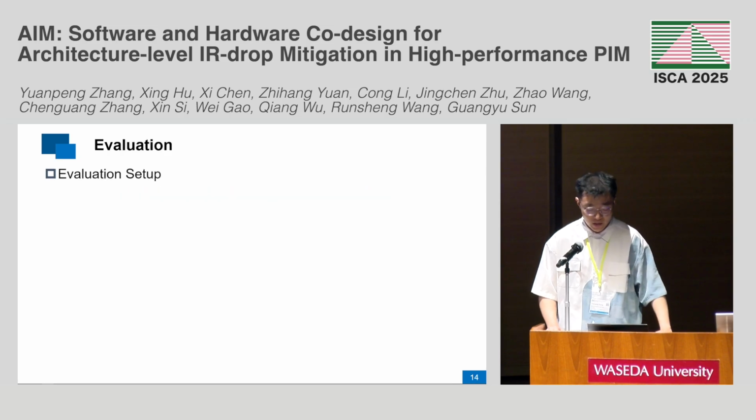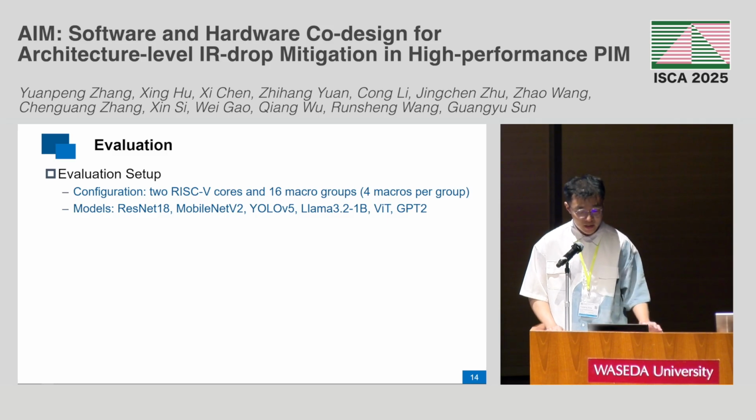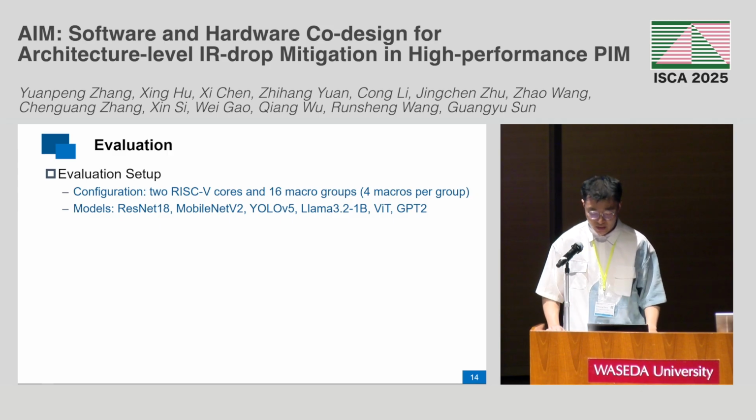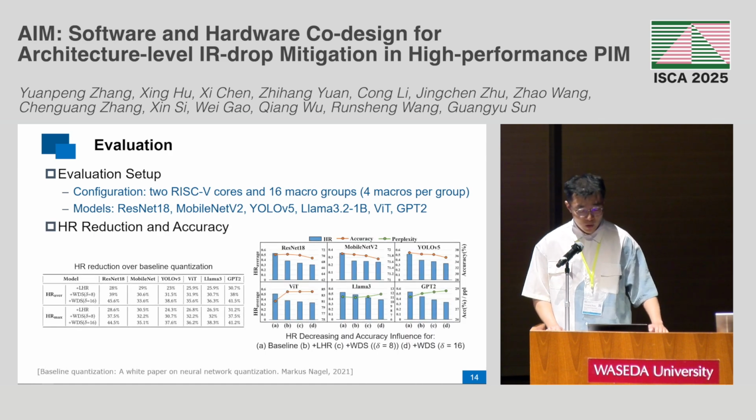Here is our evaluation. The hardware configuration is 2 RISC-V cores and 16 macro groups. Each group contains 4 macros. And we select various models to demonstrate the generalizability of our work. Software experiment results show that lower Hamming rate and weight distribution shift lead to substantial HR reduction with minimal impact on accuracy.